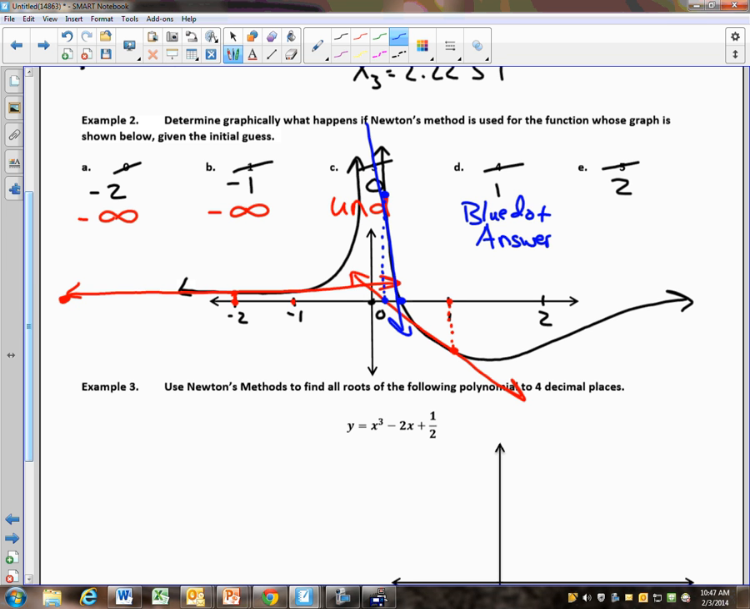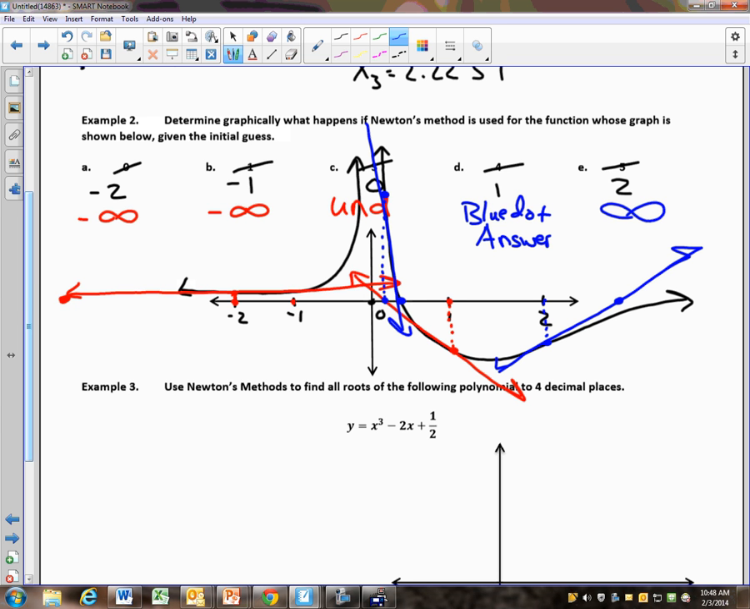Well, look what happens if we guess 2. We plug in 2, and then we draw a tangent line, and it's going to cross somewhere up here. Yeah, it's going to go to positive infinity.